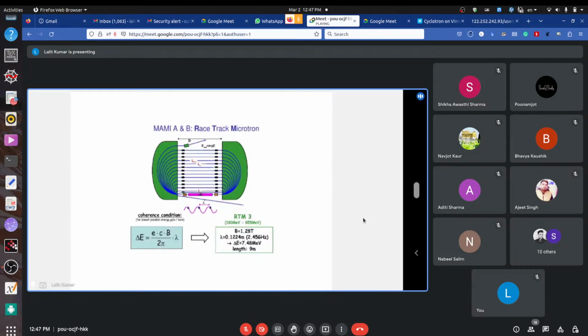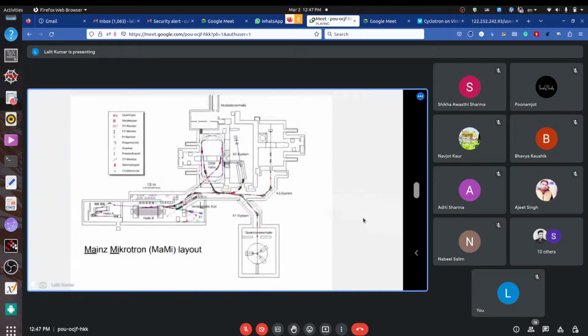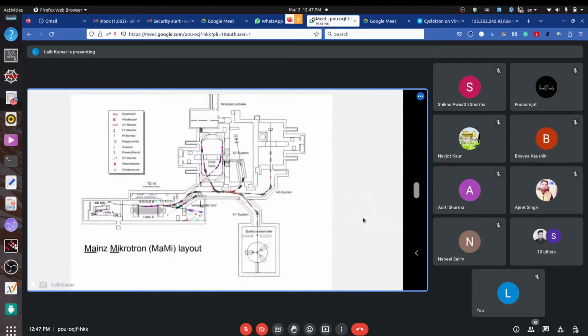And there was a guy called Ebbinghaus in Mainz. I think he retired quite a while ago. He was the master of this, in fact. I met with him, and it was really nice to chat with him. He was a genius. So this is the experiment which is called the Mainz Microtron. We used to call it MAMI. It's an interesting acronym, microtron.